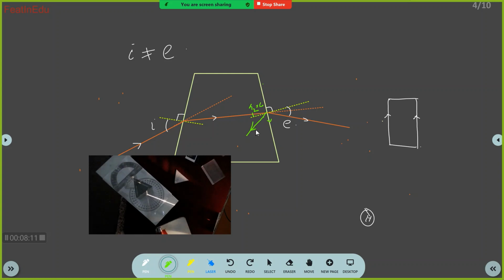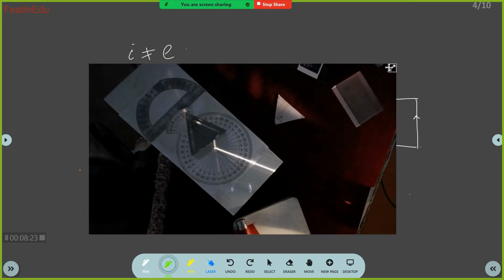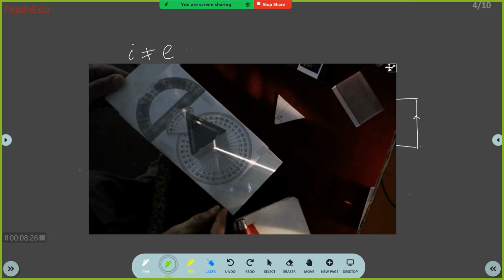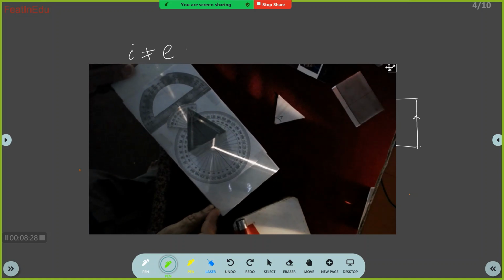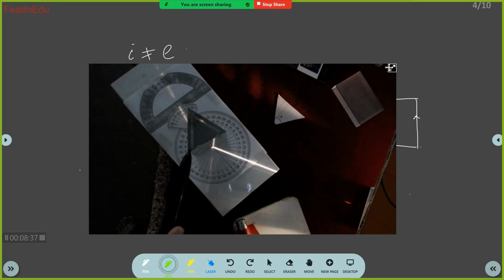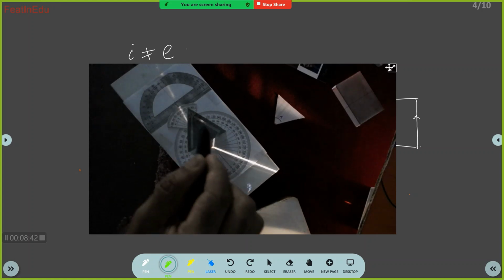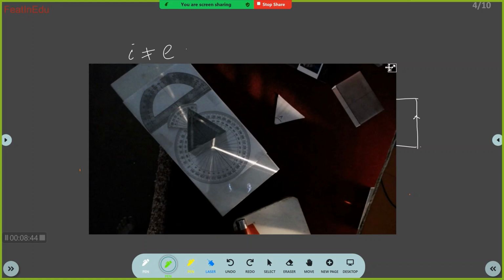You want to see something more here? Now I am going to increase the angle of incidence. You can see now the ray is coming out of this face. This is the prism angle. This is the base of the prism, and this is the prism angle.